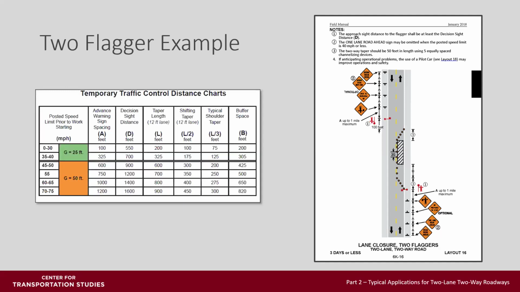Let's begin by looking at the temporary traffic control distance charts. For this example, you need to know the length of the buffer space, 500 feet at 55 miles an hour. Next, you need to know the advanced warning sign spacing, 750 feet at 55 miles an hour. Using this information, we will add the 500-foot buffer space, the 50-foot taper, and for this direction, 4 sign spacings of 750 feet to get a total of 3,550 feet from the workspace to the first work zone sign.